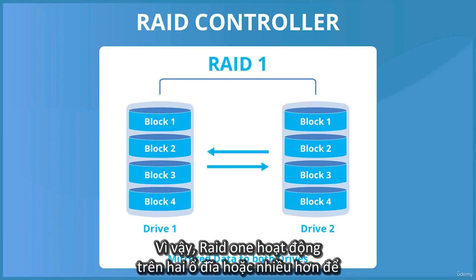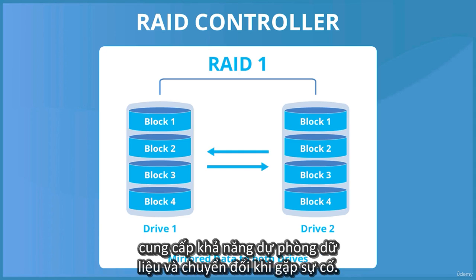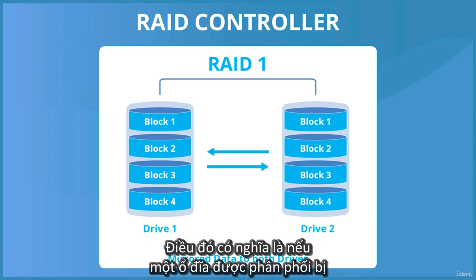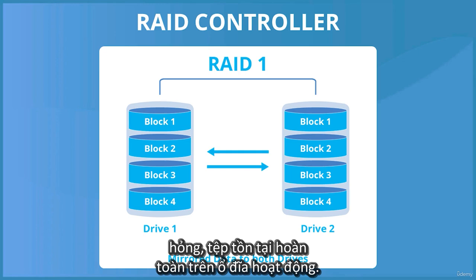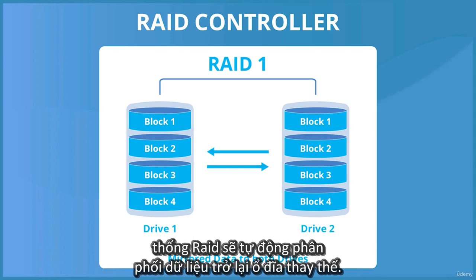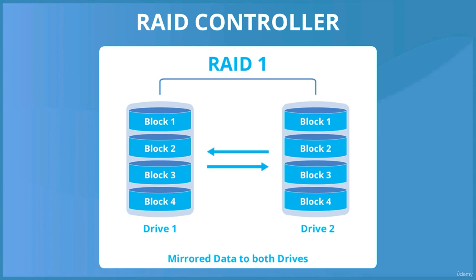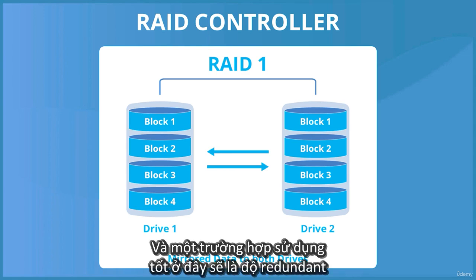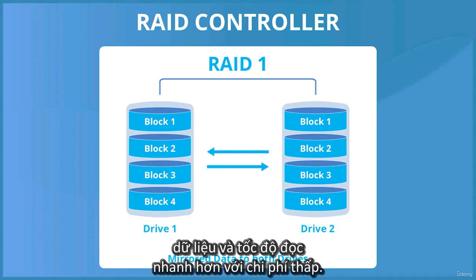So RAID 1 works on 2 or more disks to provide data redundancy and failover. It reads and writes the exact same data to each disk. That means, should a mirror disk fail, the file exists in its entirety on the functioning disk. Now, when the failed disk is repaired or replaced, the RAID system will automatically mirror data back to the replacement drive. RAID 1 also increases read performance, and a good usage case here would be data redundancy and faster reads at a low cost.